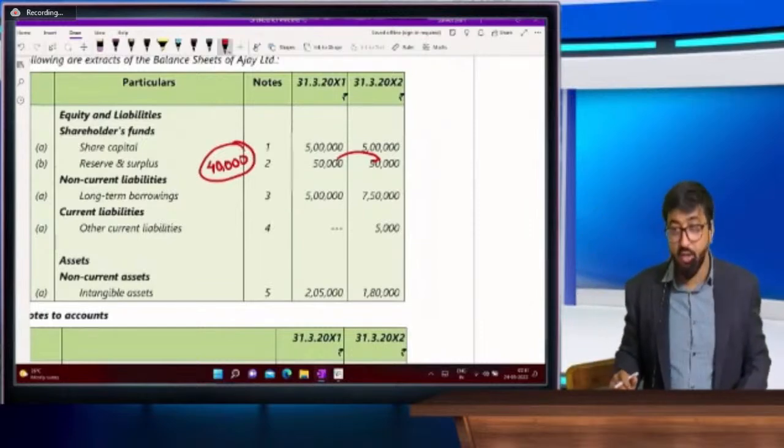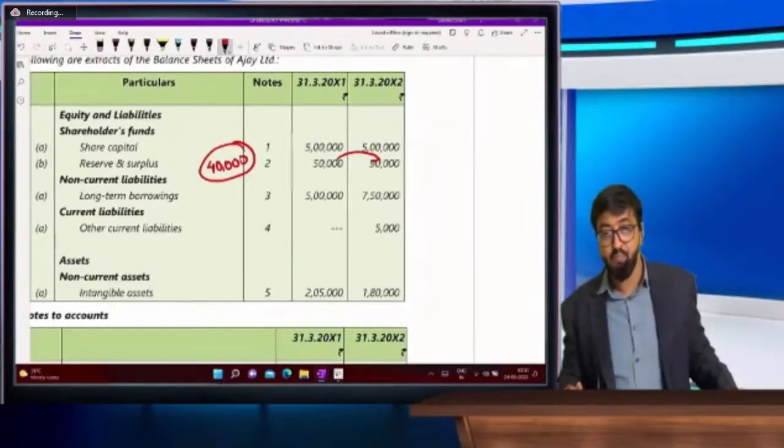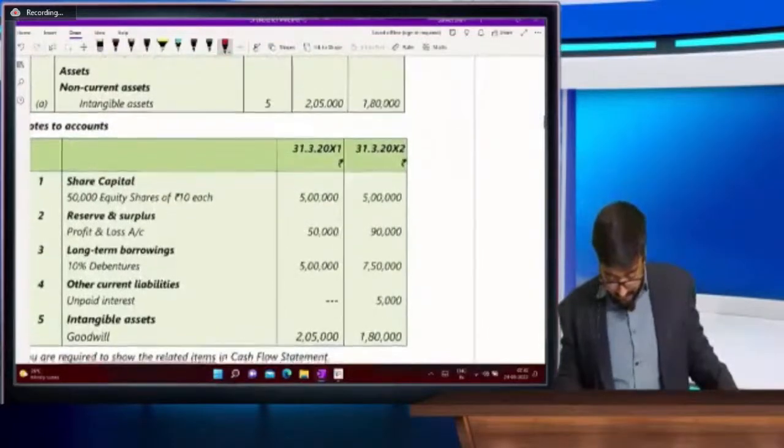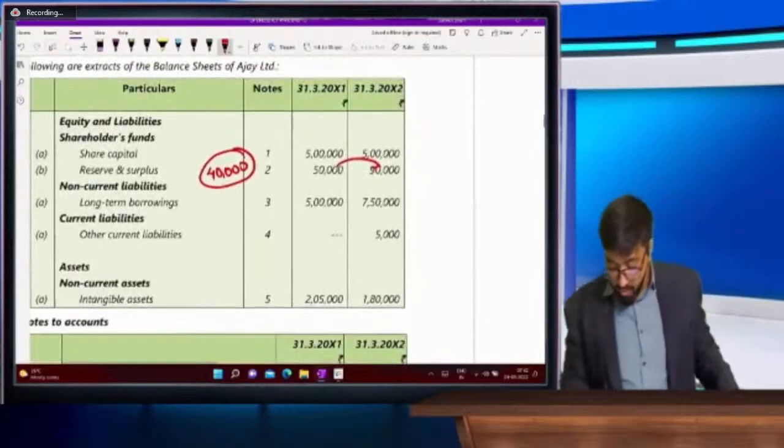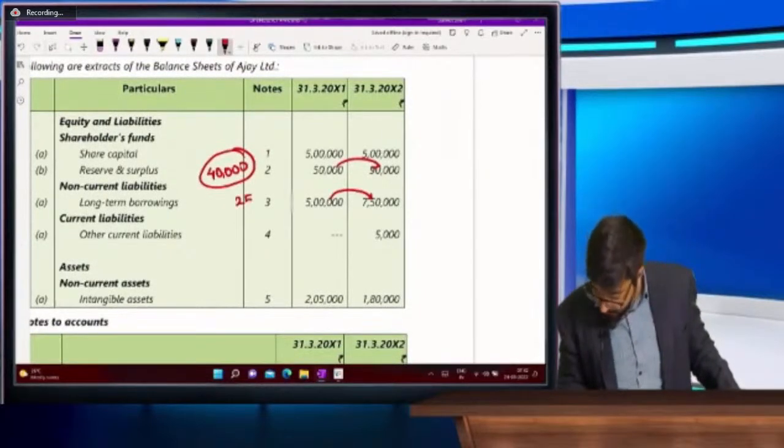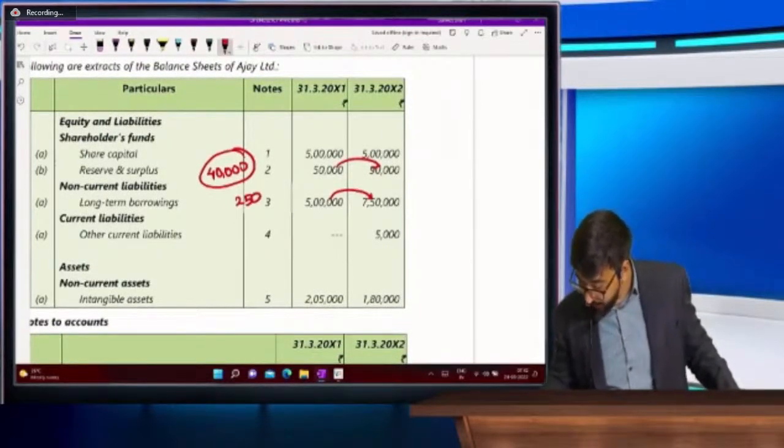So my reserves are added by 40,000. My borrowings went from 5 lakhs to 7 lakh 50,000. So I increase it by 2 lakh 50,000.